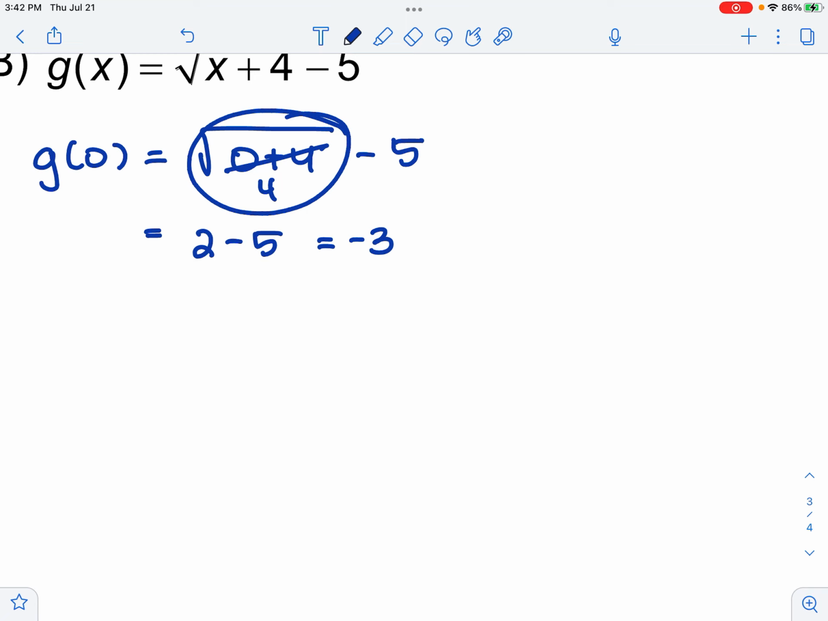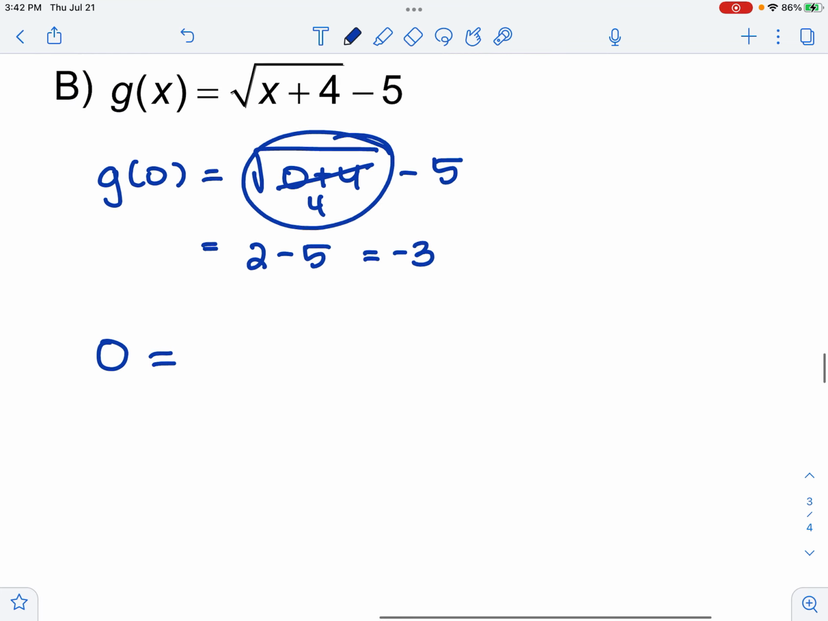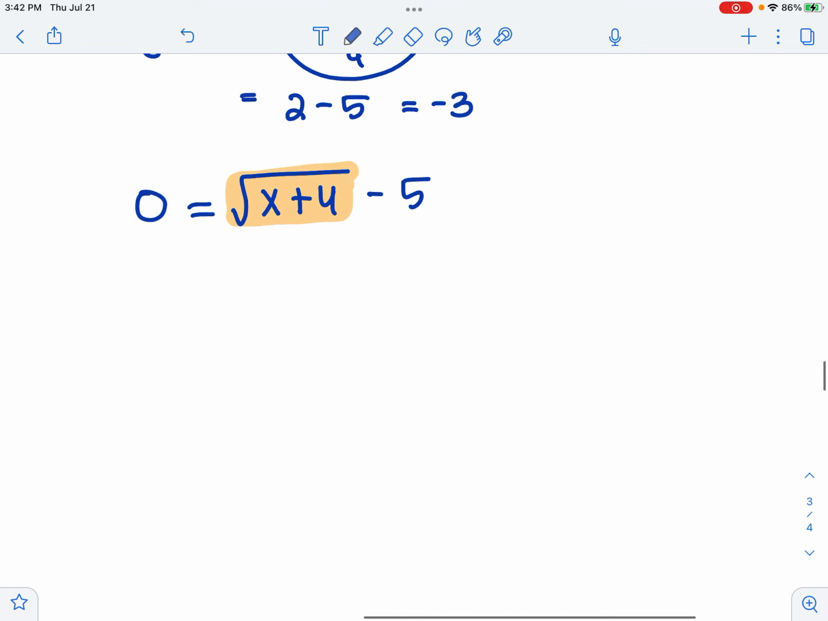It's when you're solving and you say to yourself, I'm going to solve by square rooting. I'm putting in a square root. That's when you have to account for the positive and negative solution. Okay, moving on. X-intercepts and zeros. Set y equal to 0 and solve. So we have 0 equals the square root of x plus 4 minus 5. All right, I want to get rid of this square root, but I can't until I get rid of that minus 5. So I'm going to add 5 to both sides. 5 equals the square root of x plus 4.